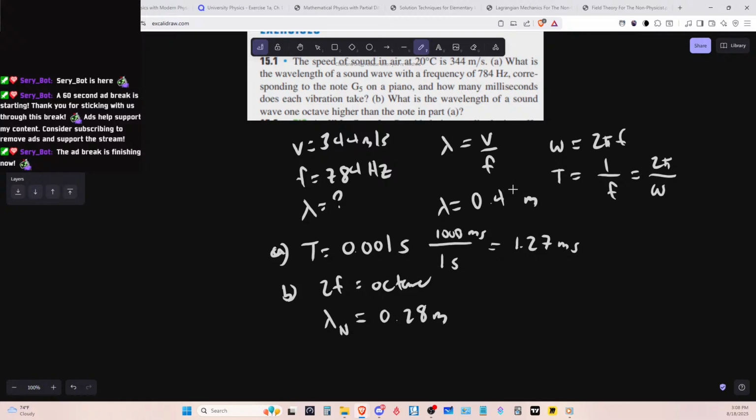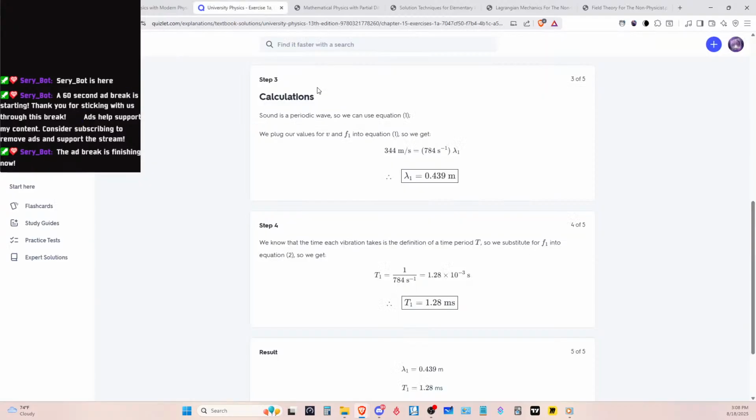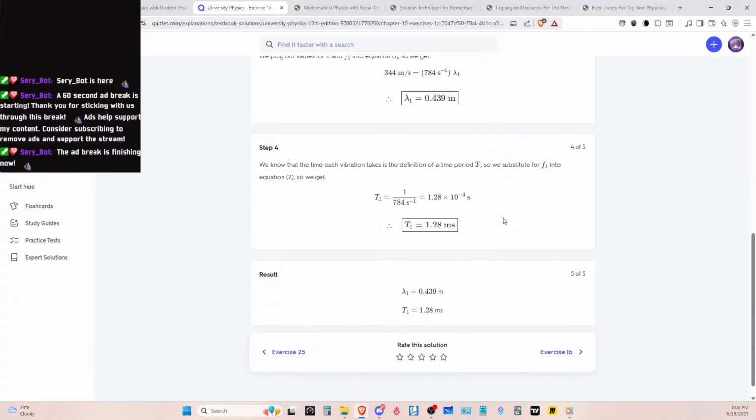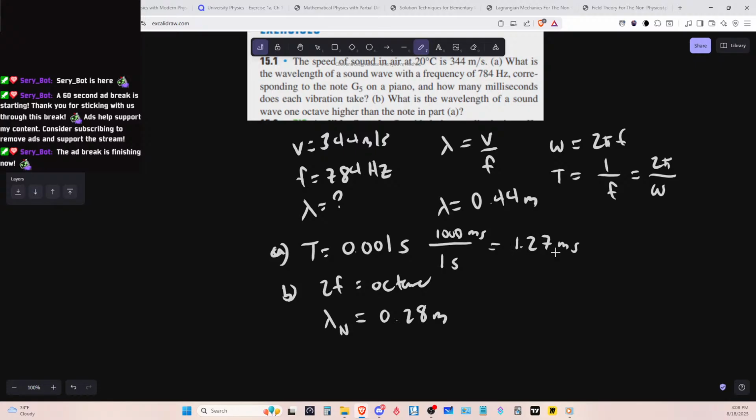Okay, so the difference is a little bit. Okay, that makes it more manageable, actually. Alright, so, well, the technique was correct. Okay, 1.28. Yeah, we got close to it, so that's pretty good.